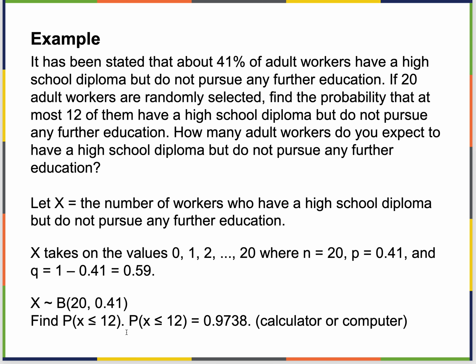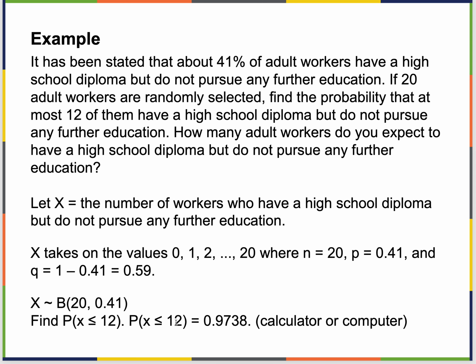And the probability of each one is 0.41. So we have 20 workers, and so my N is 20, my P is 0.41. My Q is 1 minus that, which is 0.59. It's a binomial distribution. This uses a little tilde to say X is distributed binomial with 20 trials and P, N being the number of trials, P being the probability. So find X less than or equal to 12. So if I go back to my dolphin problem, I could probably do this.